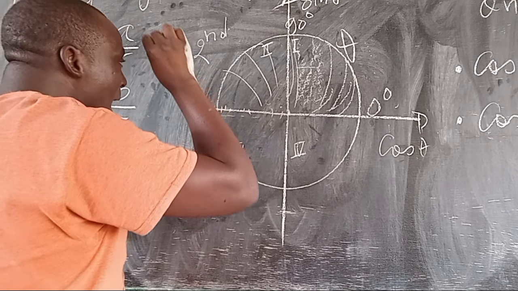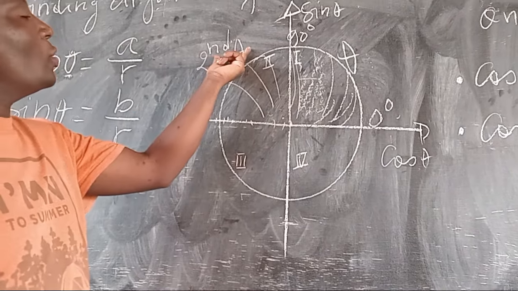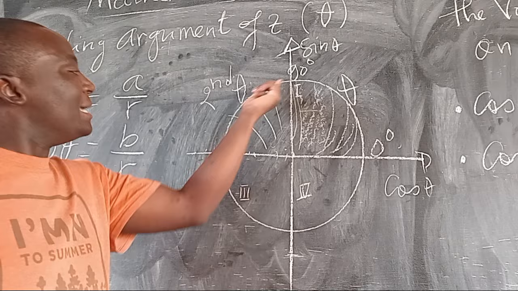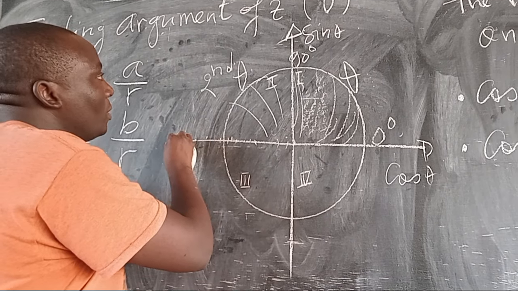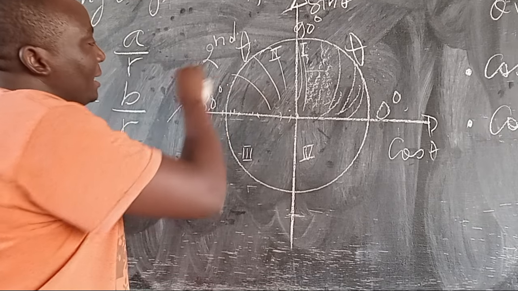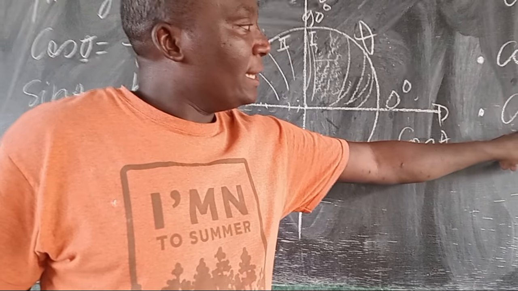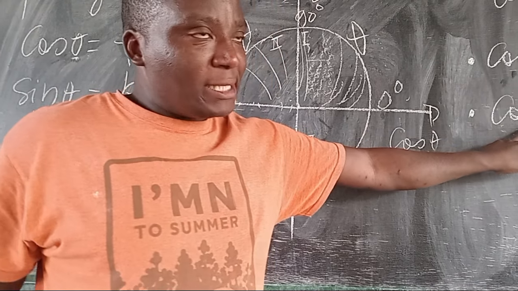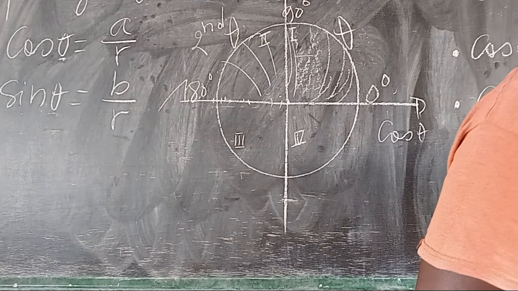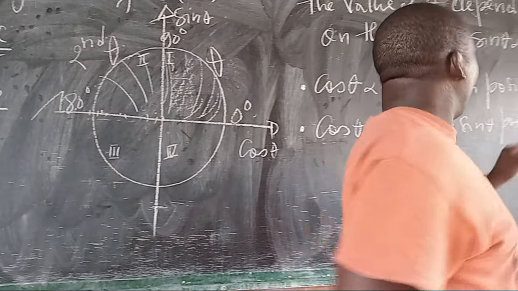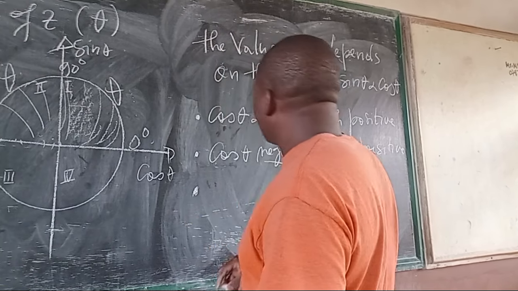Here, your argument must be located in the second quadrant, from 90 degrees until 180 degrees, if the result of cosine theta is negative and the result of sine theta is positive.